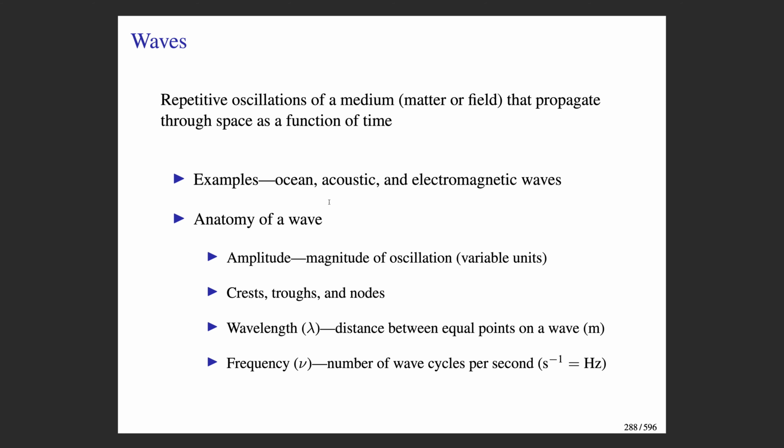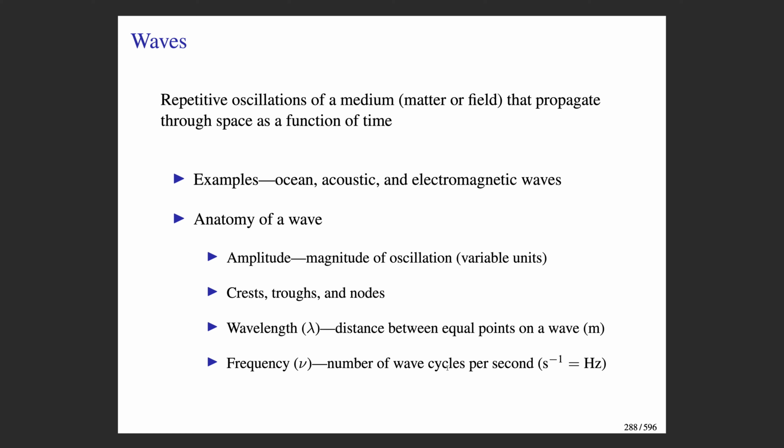We also have ways of quantitatively characterizing waves. The wavelength, which is represented by the lowercase Greek letter lambda, refers to the distance between equal parts on a wave, and so it's measured in units of meters or some other scaled distance. Also, there's a quantity called the frequency of the wave, which is represented by the Greek letter lowercase nu. That refers to the number of wave cycles that pass by per second.